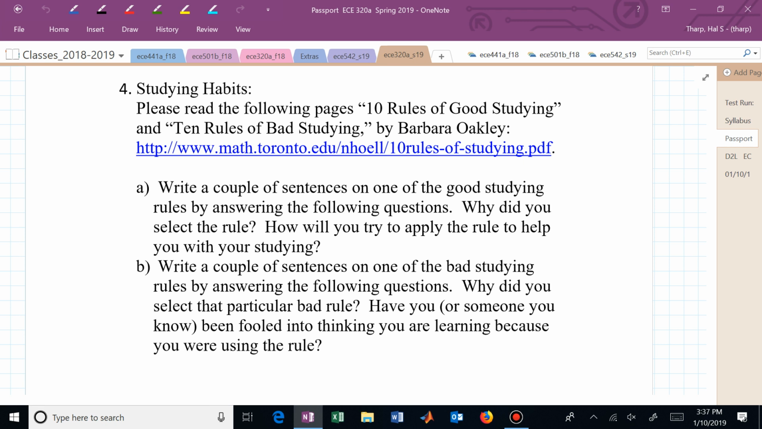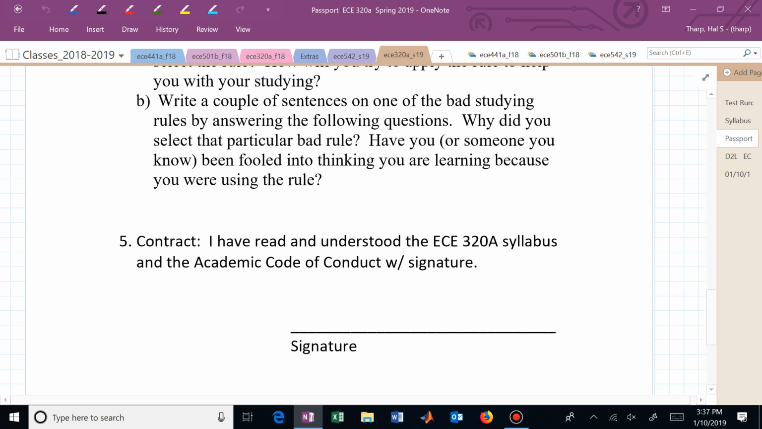I would like for you to read those and then comment on one of them, saying, oh, I really like this study rule as a good one, and say whatever you want to say on that. B is, do some of these bad study rules, have you actually used those? Or you've never used them, etc. But comment on a good rule and a bad rule after reading the 20 different rules. And if you submit that passport into the Dropbox, that's effectively your signature. You don't have to worry about signing in blood or anything like that.